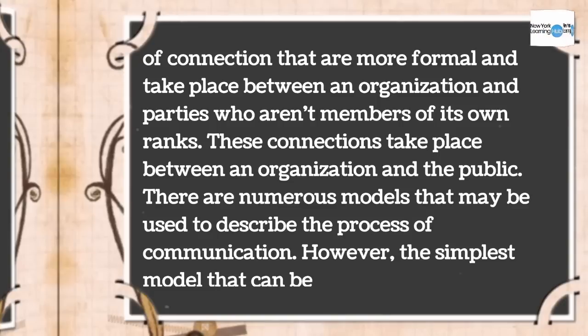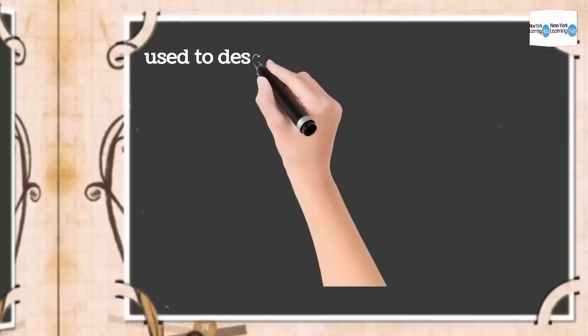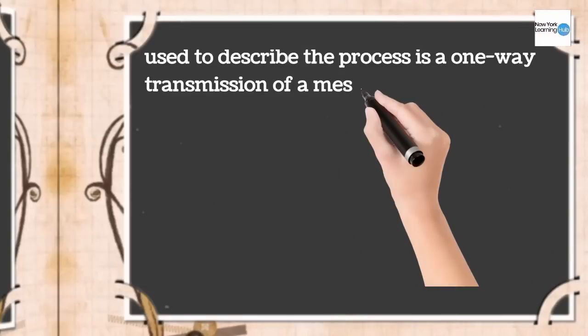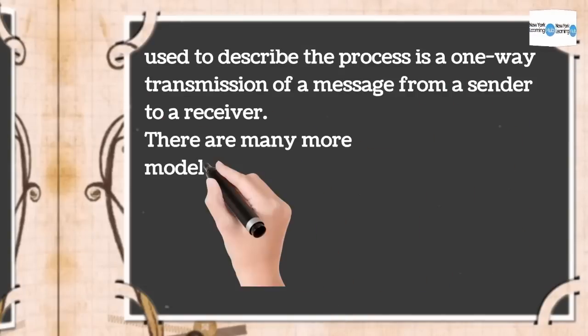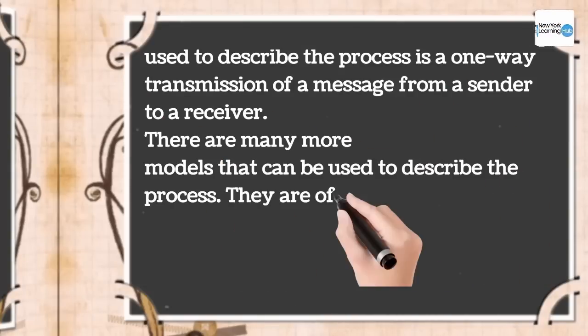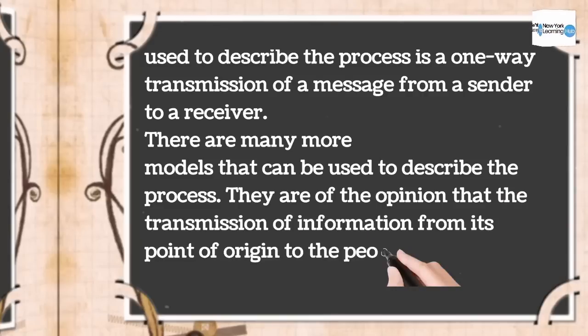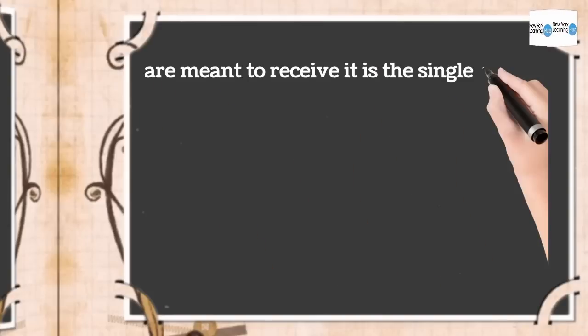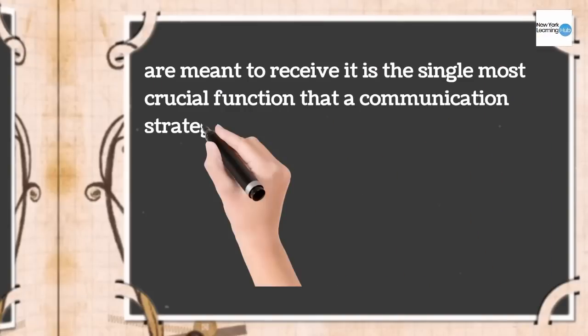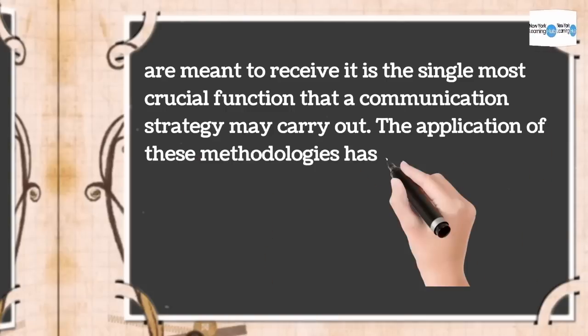There are numerous models that may be used to describe the process of communication. However, the simplest model is a one-way transmission of a message from a sender to a receiver. There are many more models that can be used to describe the process. They are of the opinion that the transmission of information from its point of origin to the people who are meant to receive it is the single most crucial function that a communication strategy may carry out.